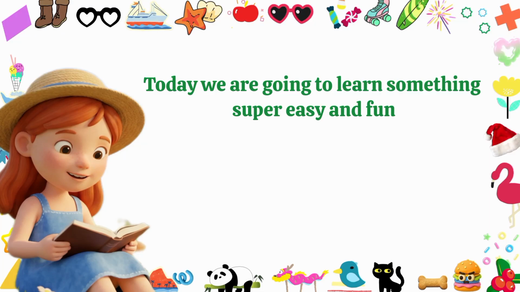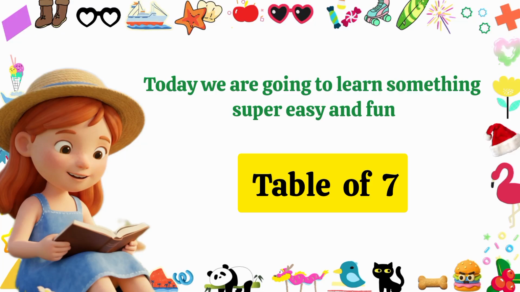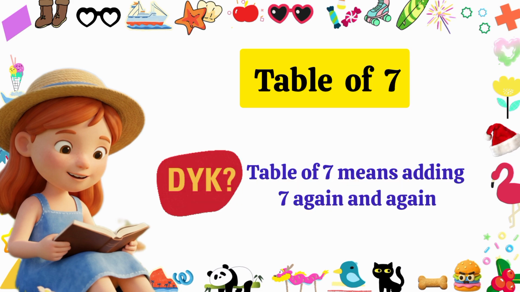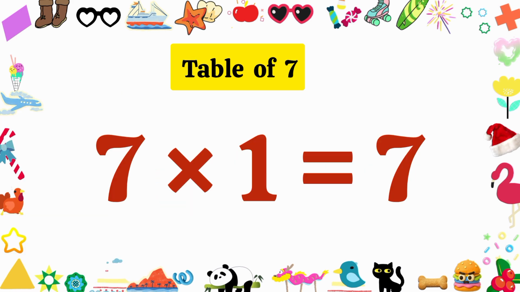Today we are going to learn something super easy and fun, the table of 7. Are you ready? Let's go. Do you know, table of 7 means adding 7 again and again. Repeat after me loudly. 7 times 1 equals 7.